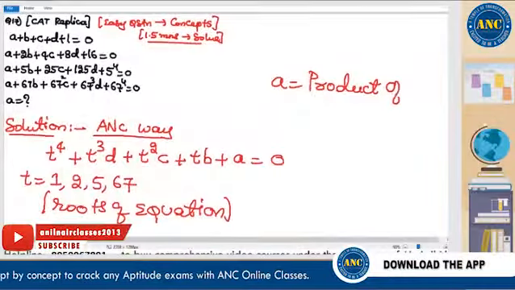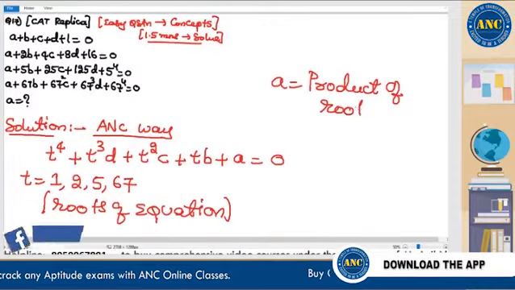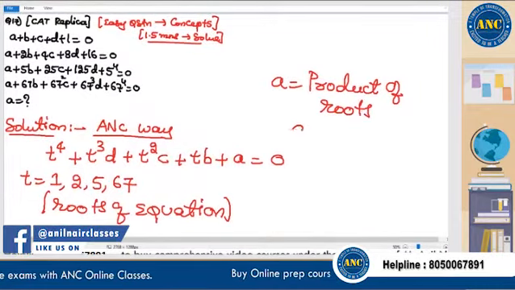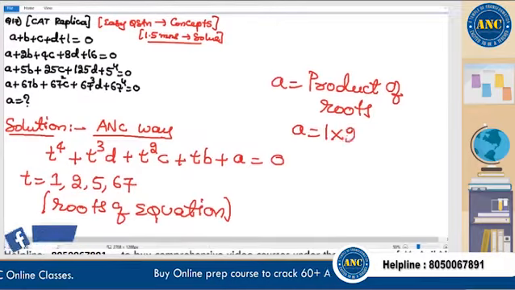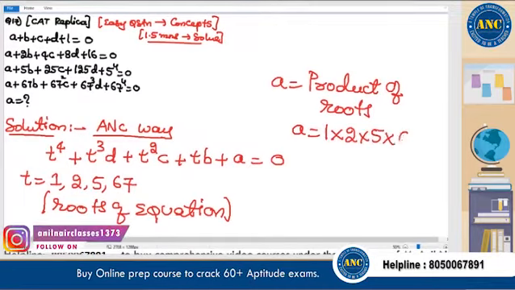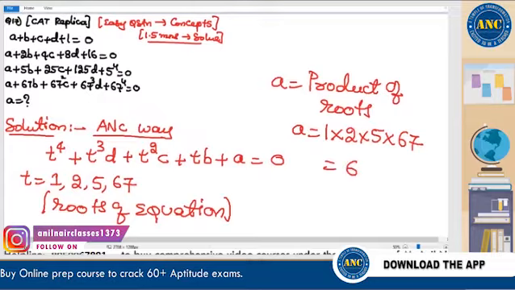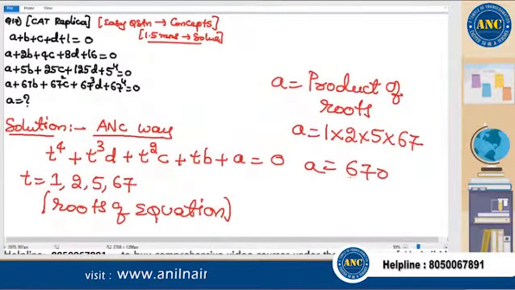A is nothing but the product of the roots. So the product of the roots is nothing but 1 into 2 into 5 into 67. Answer is 670. Please write down, sir.